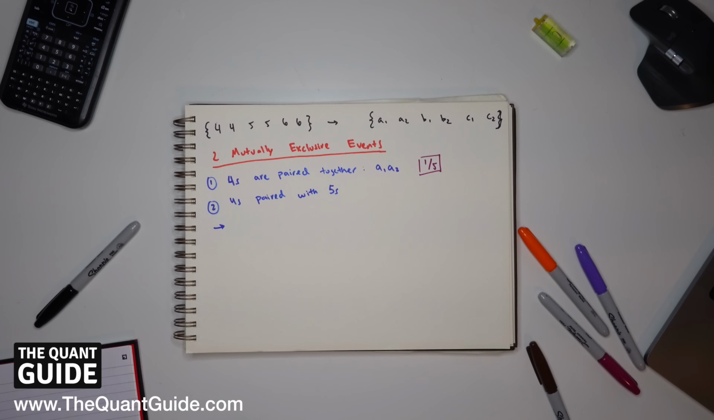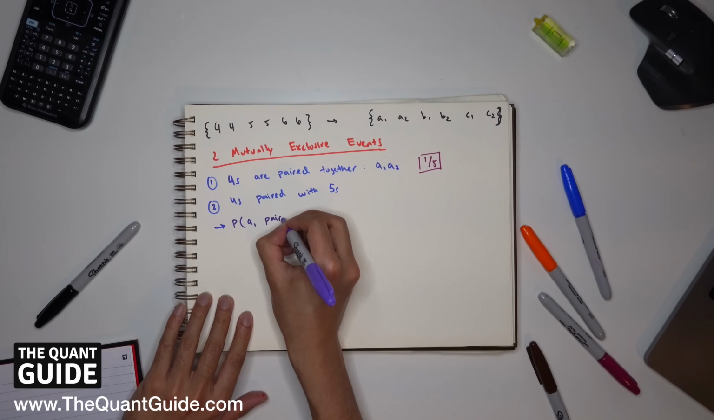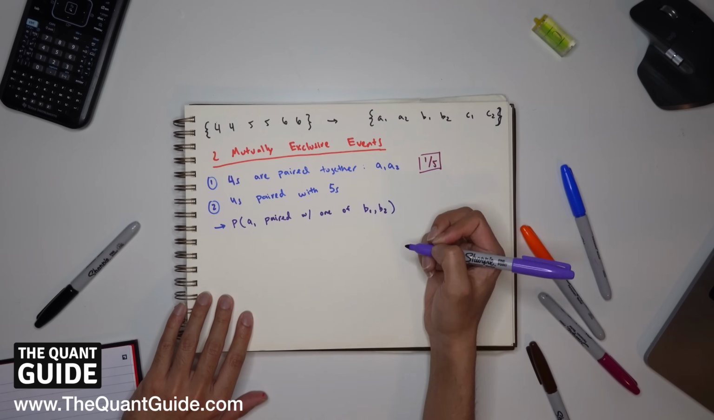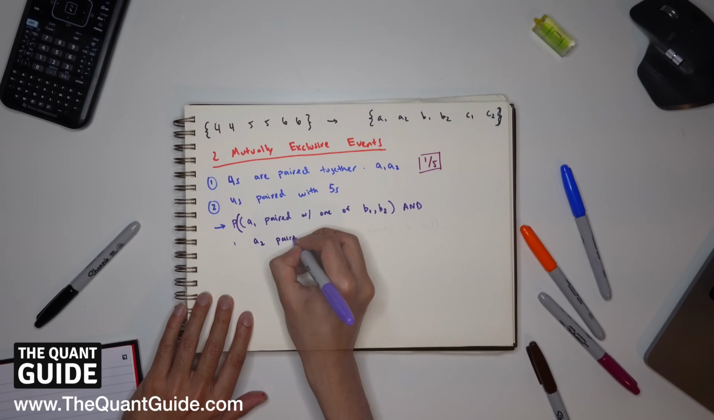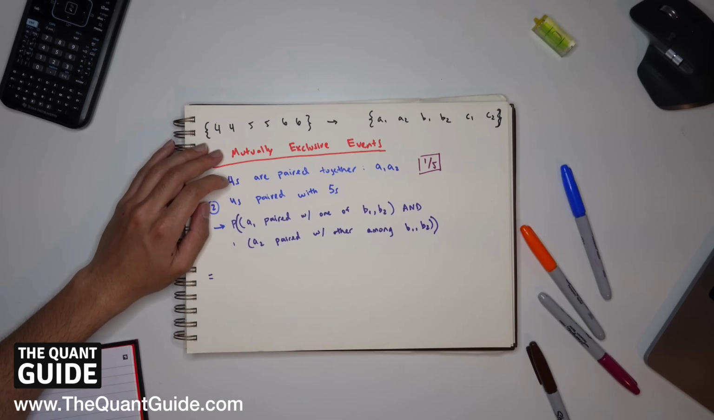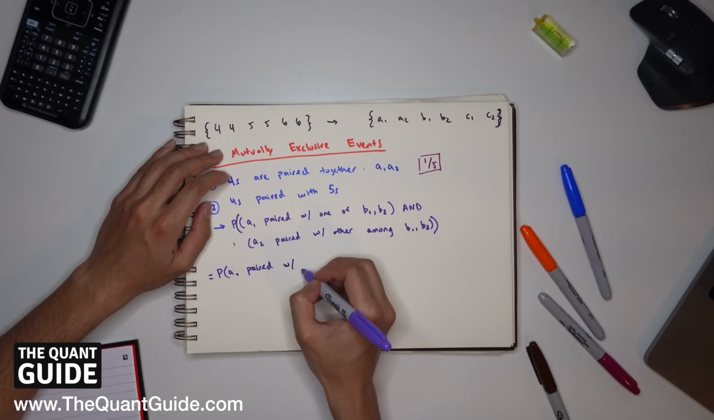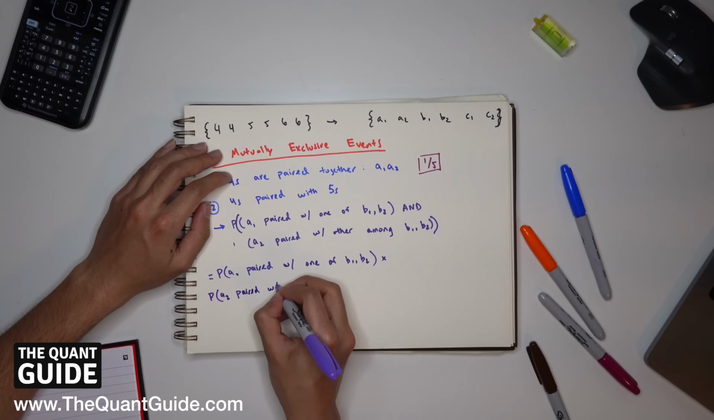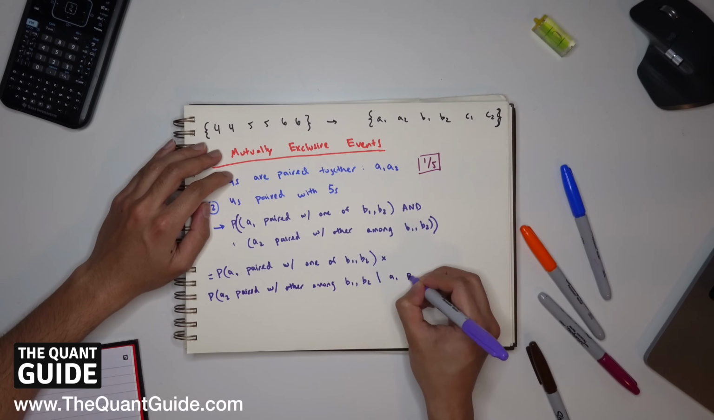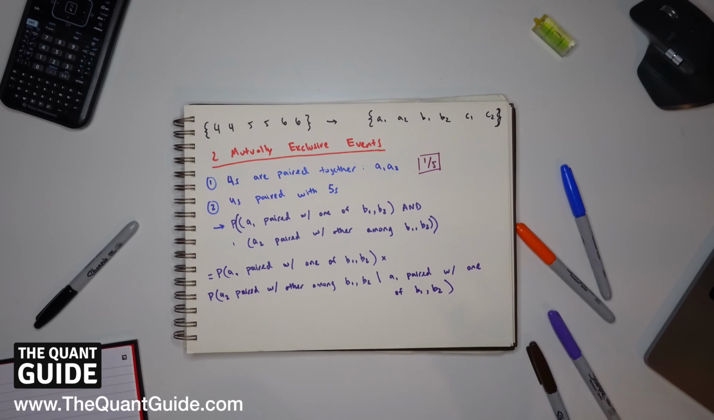The second case is where the 2 size 4s are each paired with a size 5. So in this case, we want the probability that A1 is paired with one of B1 and B2, and then A2 is paired with the other of B1 and B2. We know from the lectures and Bayes' rule that this can be rewritten as the probability that A1 is paired with one of B1 and B2 times the probability that A2 is paired with the other of them, given A1 is paired with one of B1 and B2.